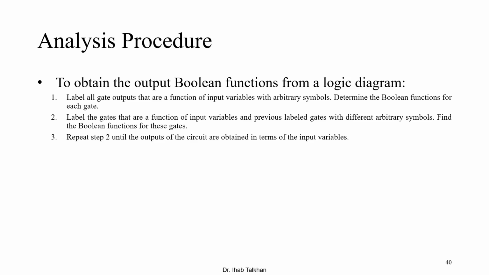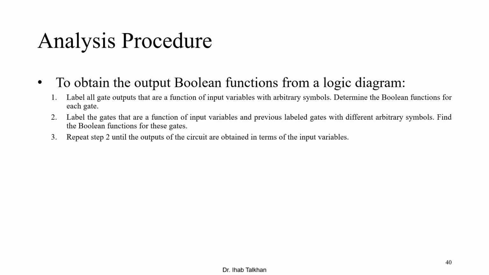In order to do that, you have to follow certain steps, shown here in this slide, which are the analysis procedures. The analysis procedure to obtain the output Boolean function from a logic diagram. First of all, you have the hardware, so you have to label all gate outputs that are a function of input variables with arbitrary symbols. Then from that you can determine the Boolean function for each gate. Number two, you have to label the gates that are functions of input variables and previously labeled gates with different arbitrary symbols. Then find the Boolean function for these gates. The last one, repeat step 2 until the outputs of the circuit are obtained in terms of the input variables. So this means what?